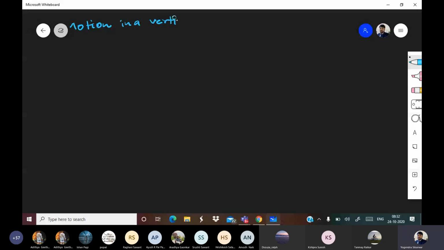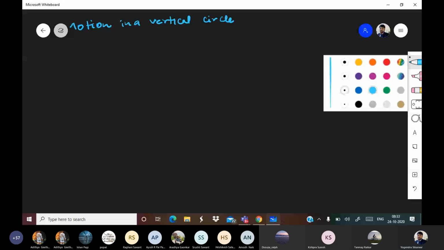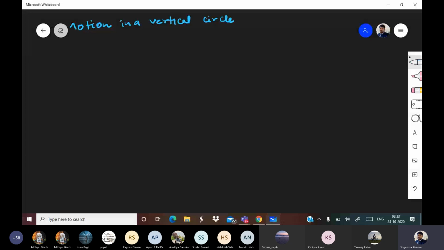motion in a vertical circle continued. Correct? All right. So first of all, let me tell you that these two types of motions are identical.